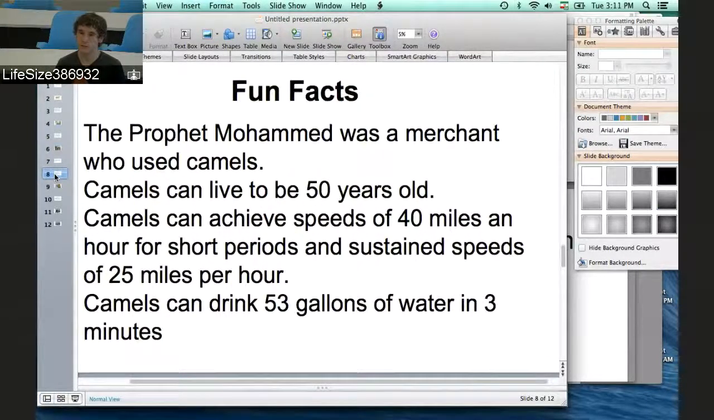So a couple fun facts. The Prophet Muhammad was actually a merchant. It was one of his main things. He traveled with camels. Camels can live up to 50 years, and they can achieve speeds of around 40 miles an hour at max, and they can drink 53 gallons of water in 3 minutes. One of the main important things is that camels were essential to the Arab lifestyle. They were an incredibly important animal, and they were also used in warfare.